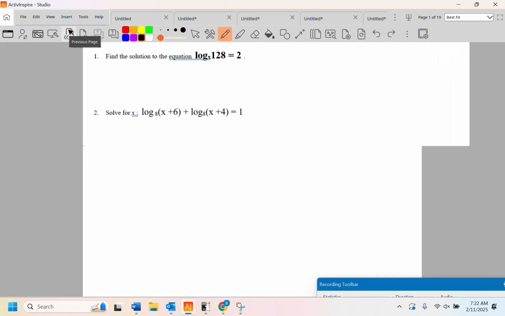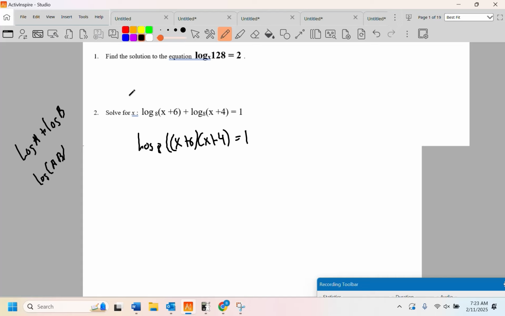2 to go. Solve for x. Log base 8 of x plus 6 plus log base 8 of x plus 4 is 1. I know that if I have 2 logarithms and I add them together, the summation becomes the product of a singular log. So I get to condense and have a singular log base 8, and it contains x plus 6 times x plus 4, and it's still equal to 1.